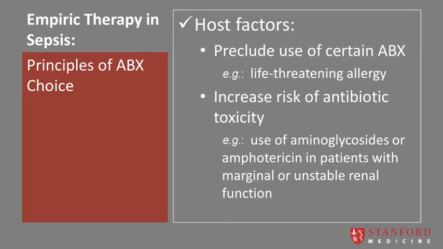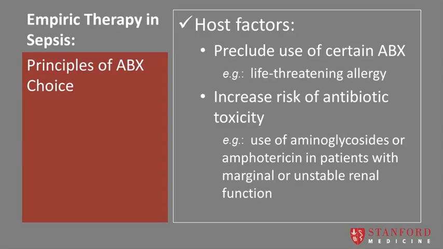Also to be taken into account are host factors. Some of these, for instance, might preclude the use of individual antibiotics, for instance patients who have life-threatening allergies to a particular antibiotic or class of antibiotics. Also, things that might steer one away from certain antibiotics include an increased risk of antibiotic toxicity. Examples of these are the use of nephrotoxic agents such as aminoglycosides or amphotericin in patients who already have marginal or unstable renal function.